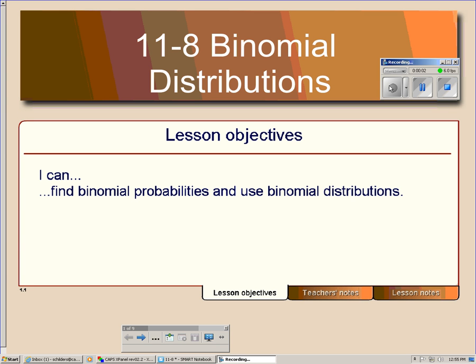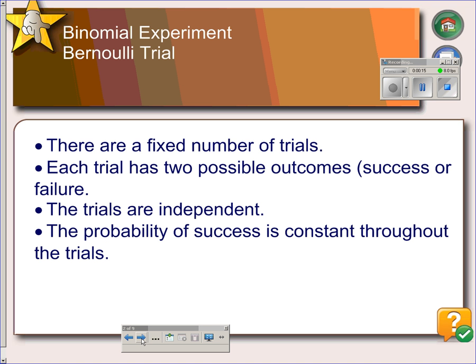This is lesson 11.8. It's about binomial distributions, and by the end of this lesson we should be able to find binomial probabilities by using binomial distributions. First of all, a binomial experiment is one that is made up of Bernoulli trials. Bernoulli trials are ones that have all four of these characteristics.